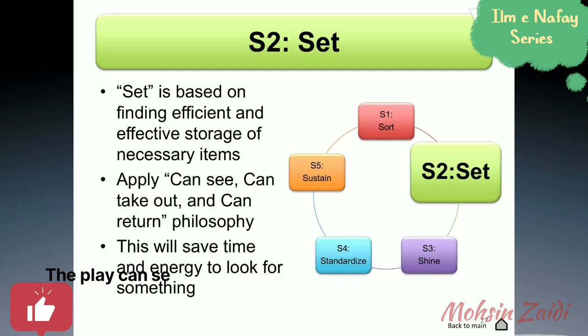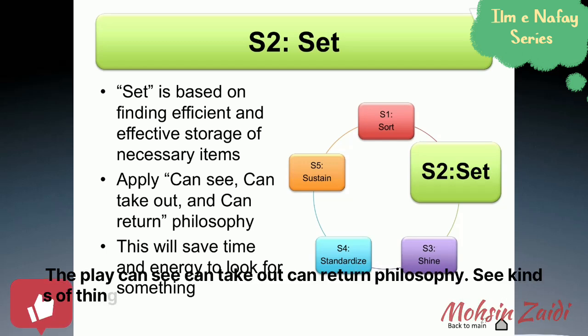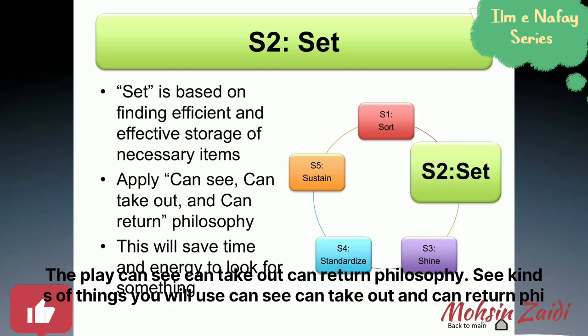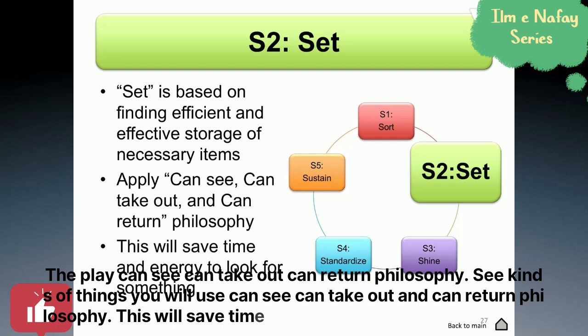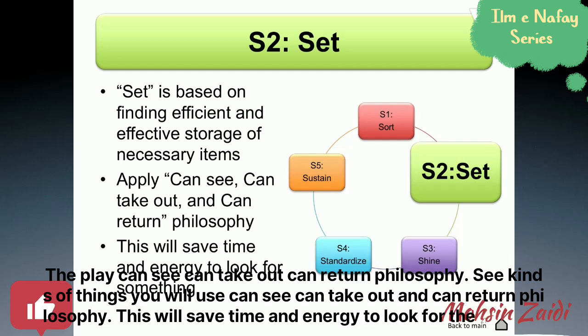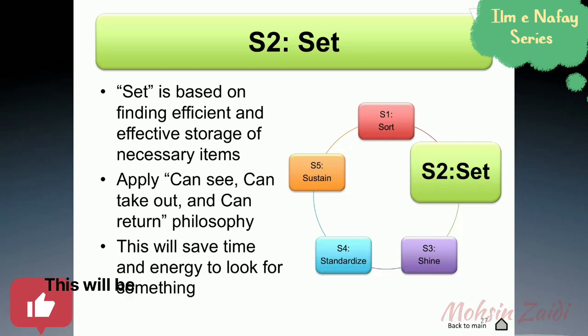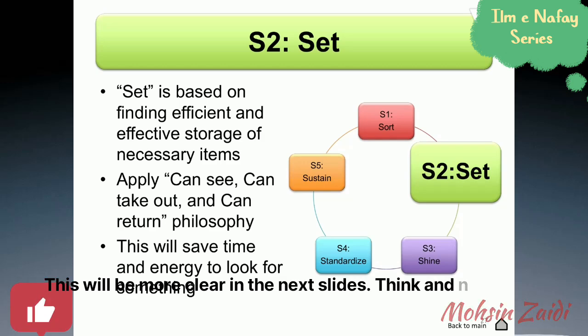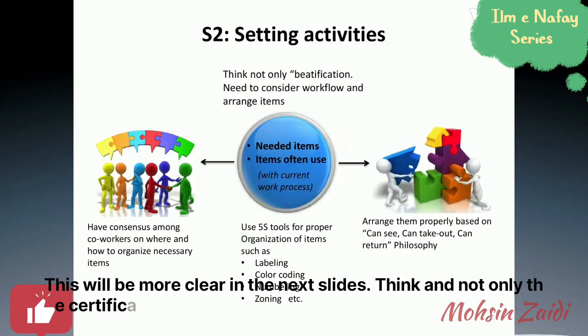Apply the can see, can take out, can return philosophy. Three kinds of things you will use: can see, can take out, and can return philosophy. This will save time and energy looking for something. This will be more clear in the next slides. Think not only beautification, you need to consider workflow and arrange the items.